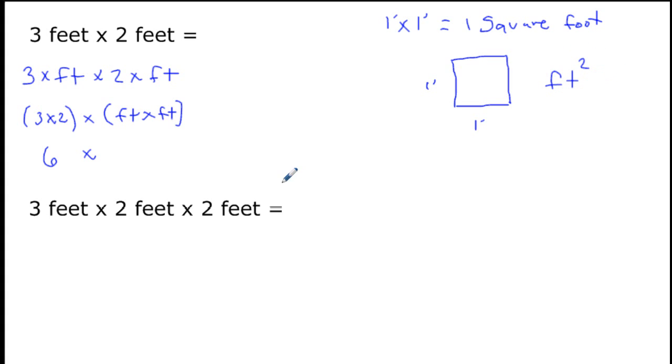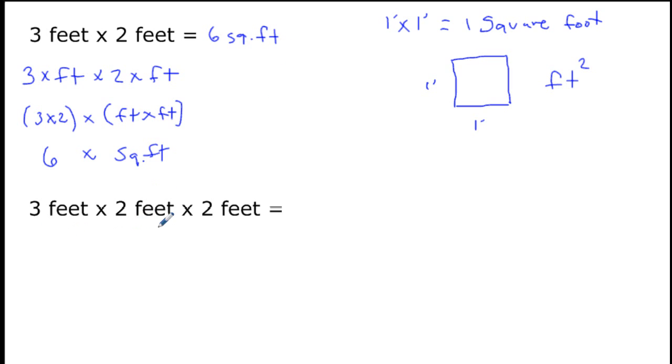That's just an abbreviation. So if we come back here, we know that a foot times a foot is a square foot, so now we have 6 times the unit square foot. And of course, we don't need to write this multiplication sign between our number and our units, so our answer here is just 6 square feet. Okay, what about this problem here?